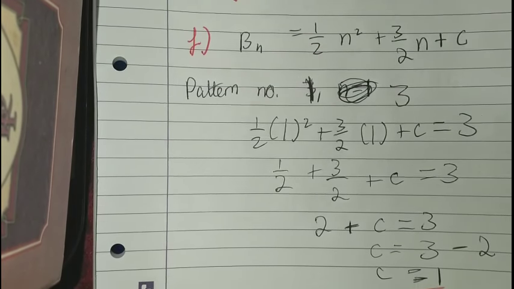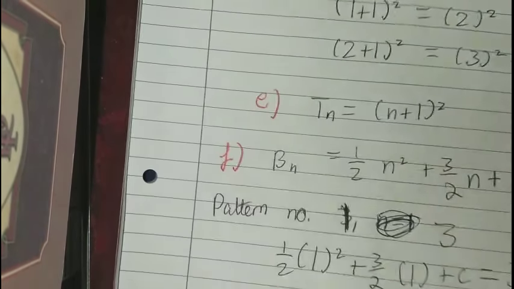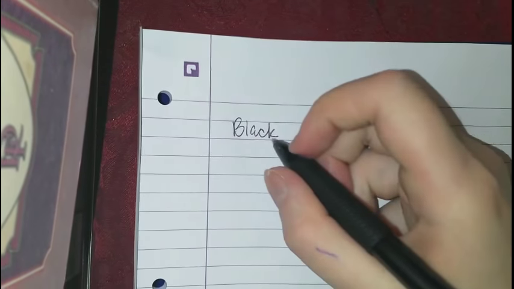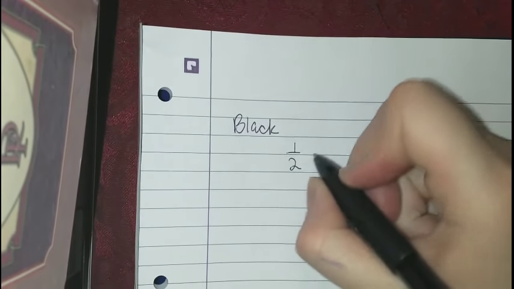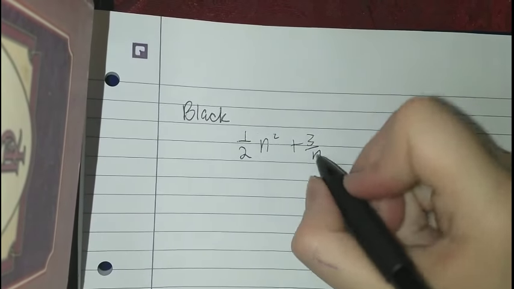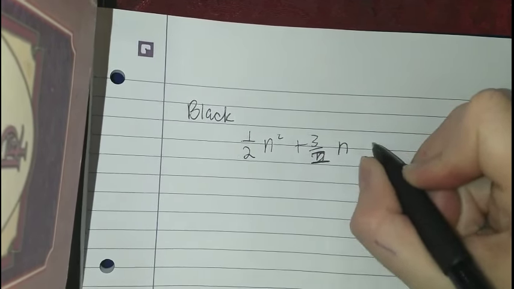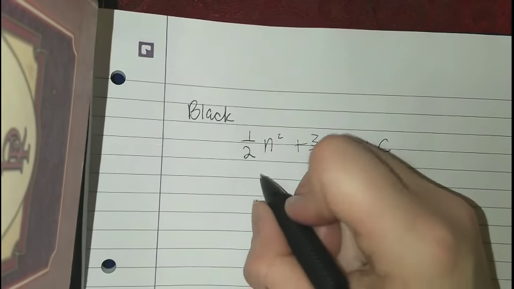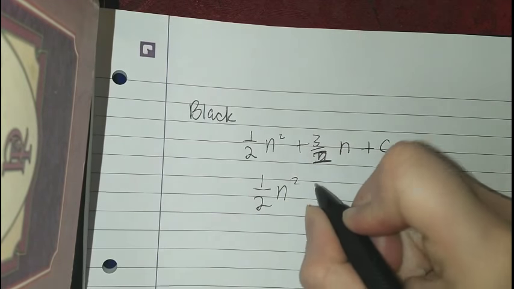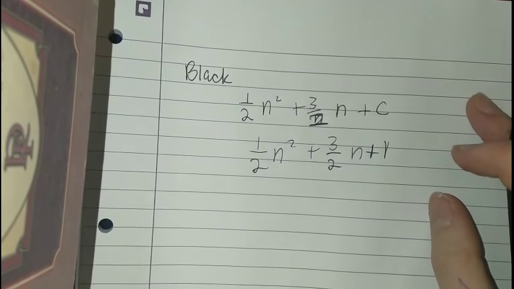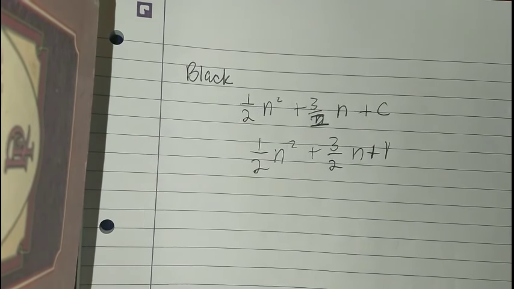And then after getting that, it asks for the general term for the number of black triangles. We were told in the question that it's a half n squared plus 3 over 2n plus c, and we got that c is equal to 1, so it's a half n squared plus 3 over 2n plus 1. So that's the number of black triangles.